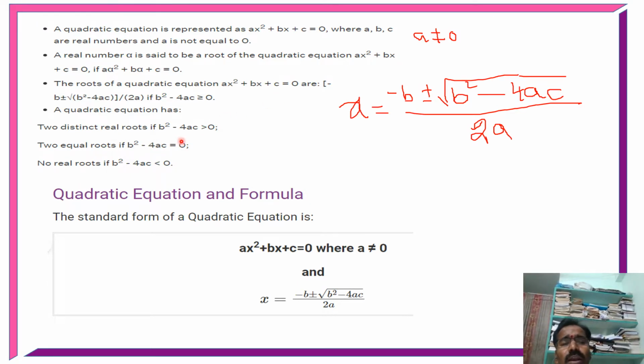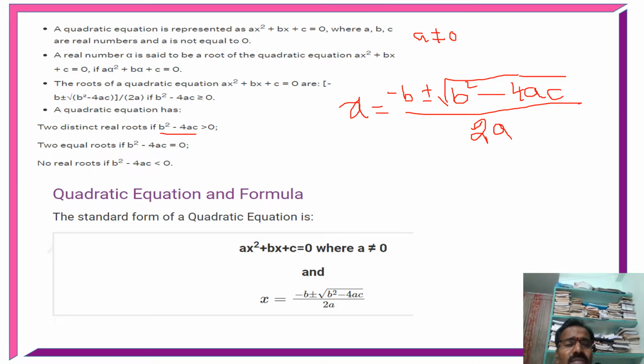Two distinct real roots if b square minus 4ac is greater than 0. First we'll compare with the standard form ax square plus bx plus c equal to 0. The given quadratic equation will be compared with ax square plus bx plus c equal to 0. Then after that we'll find its discriminant. This is called the discriminant. Discriminant means that which describes the nature of the roots. This b square minus 4ac is called the discriminant.